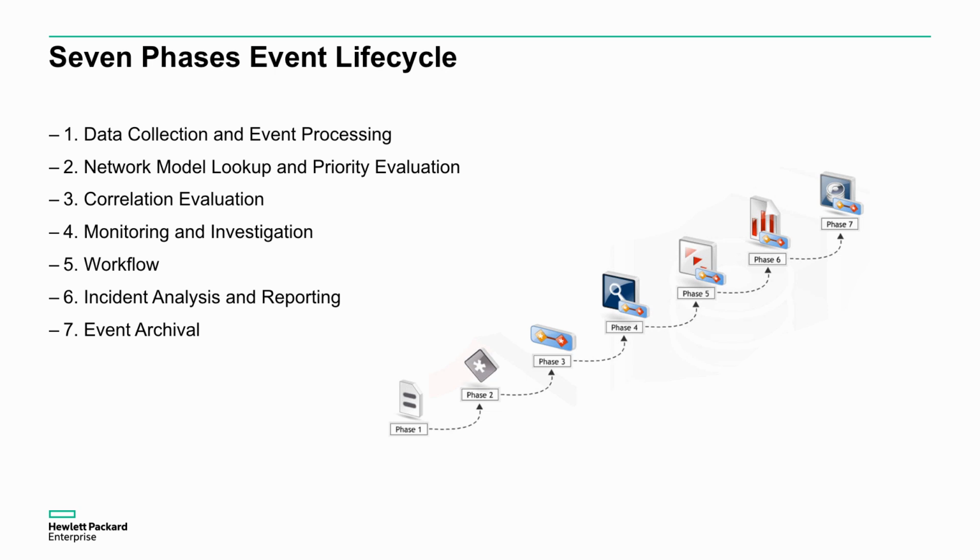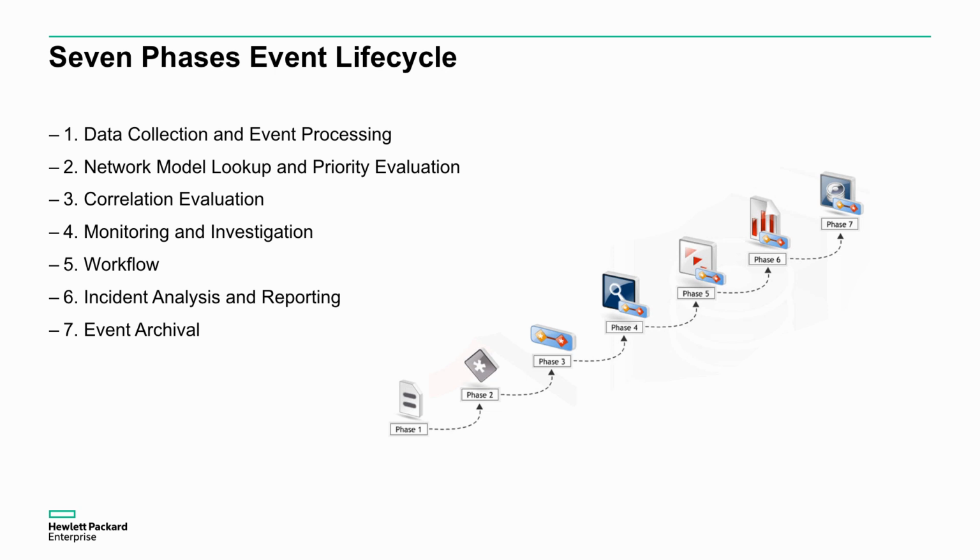But then we need to do a priority evaluation. So do we increase or decrease based on that model? Is it a critical server? Yes, increase the priority. Then we need to do the correlation itself. Now notice here, with the event lifecycle, correlation is only one phase of what we're doing when we consider the lifecycle of an event through the system. So we do some correlation there.